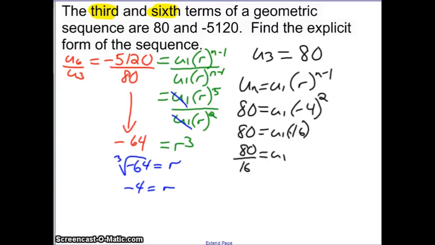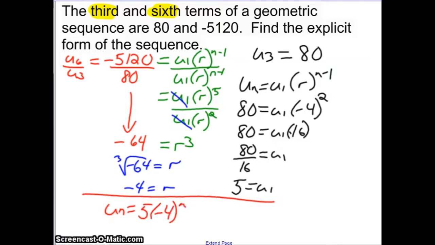And 80 divided by 16 is 5. I have everything that I need to write my formula. So here's my answer. U sub n is equal to 5 times negative 4 to the power of n minus 1. That's the answer.